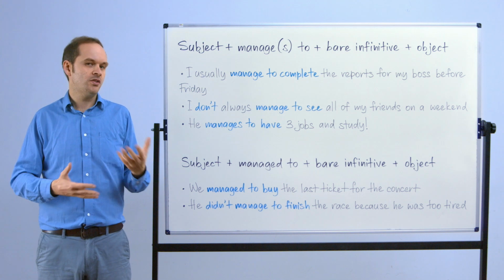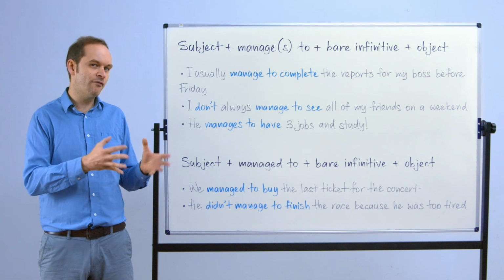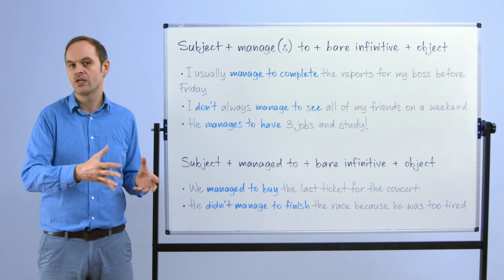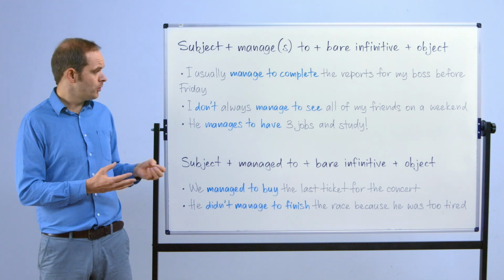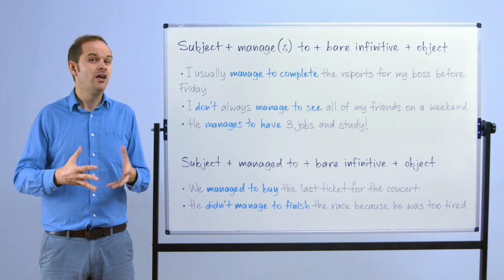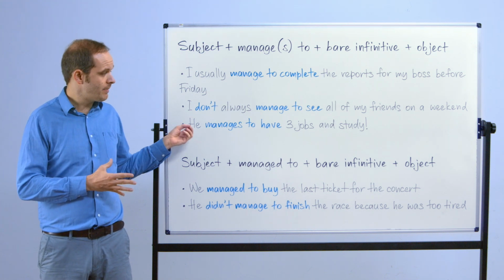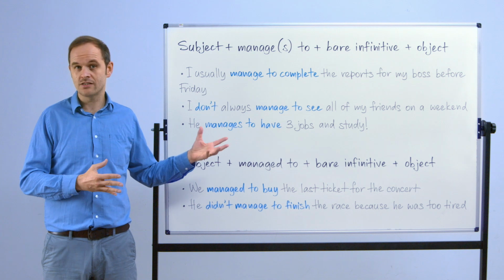So again, this person is describing something that is difficult for them. In this case, it's difficult for them to see all of their friends, so they don't manage to. Also in this sentence, what we're seeing is that they're trying, but often they do not succeed. They don't manage to. He manages to have 3 jobs and study.